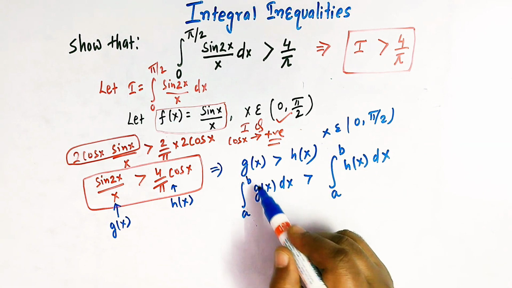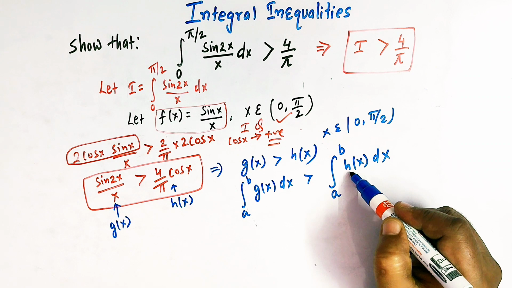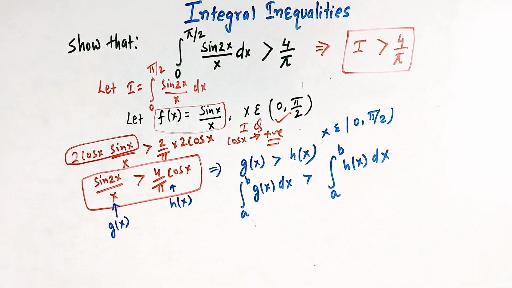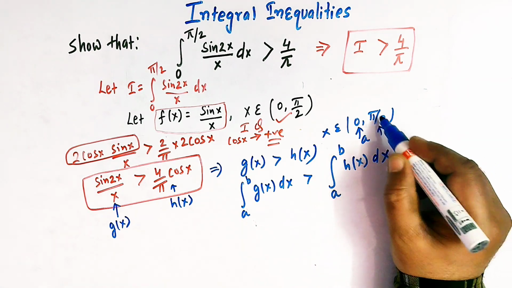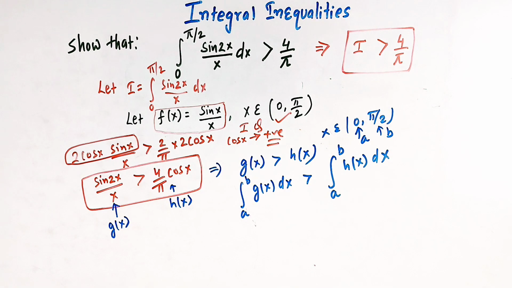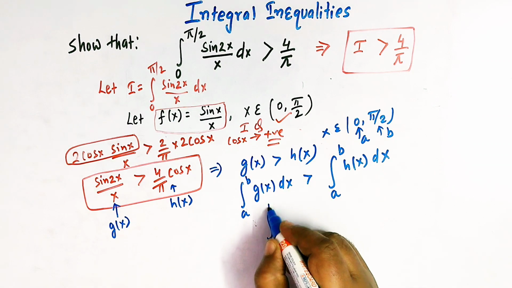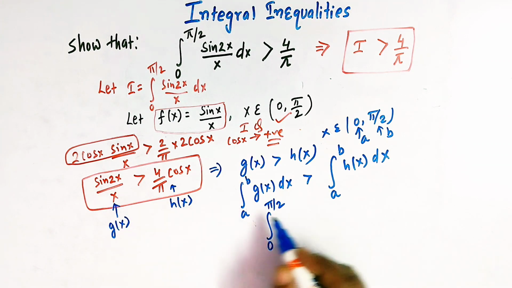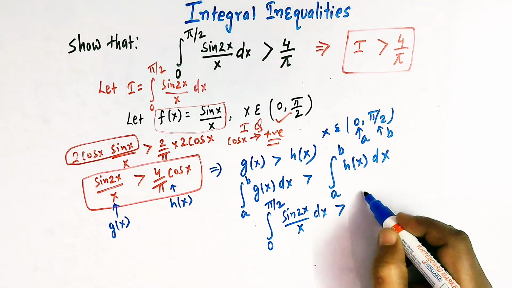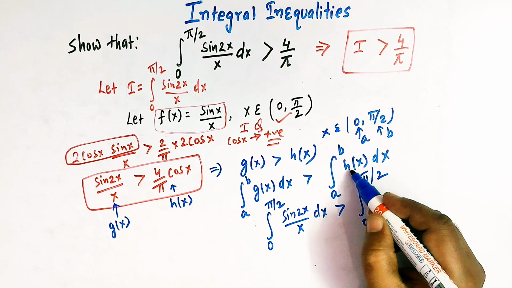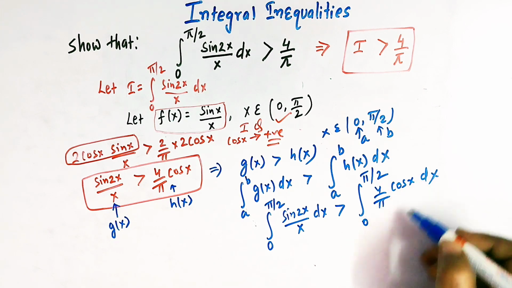So the integral of g of x from a to b should also be greater than the integral of h of x from a to b. So here the value of a is 0 and the value of b is pi by 2. So now we can write 0 to pi by 2, and g of x is sine 2x over x. This is dx, and here we have 0 to pi by 2, and h of x is 4 over pi cos of x dx, right?